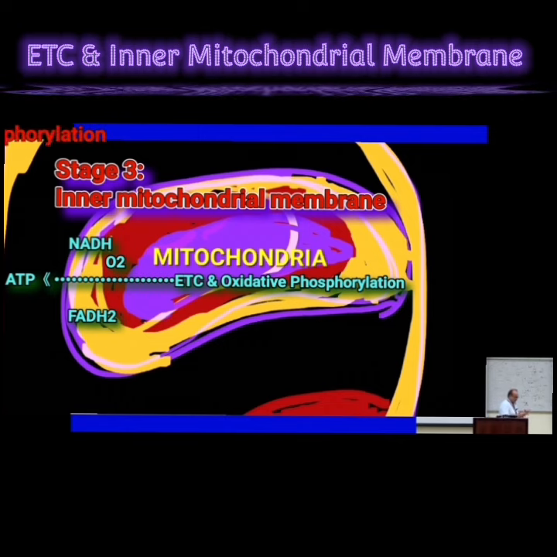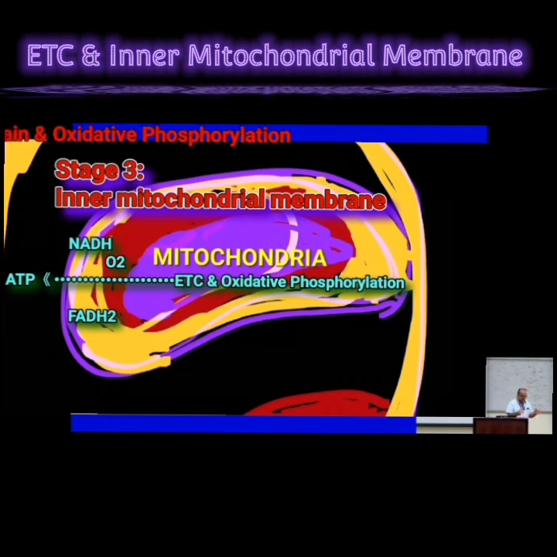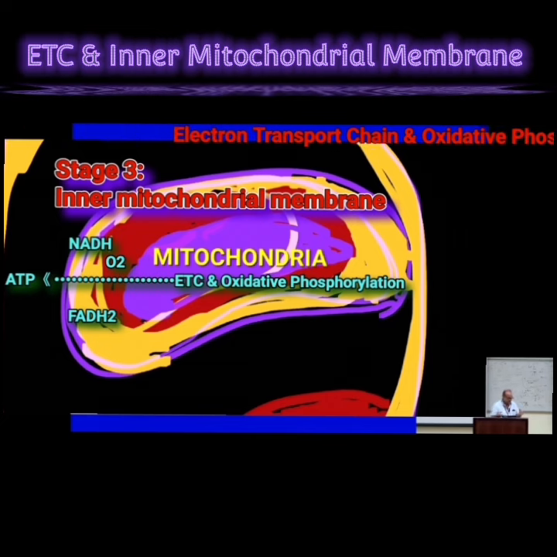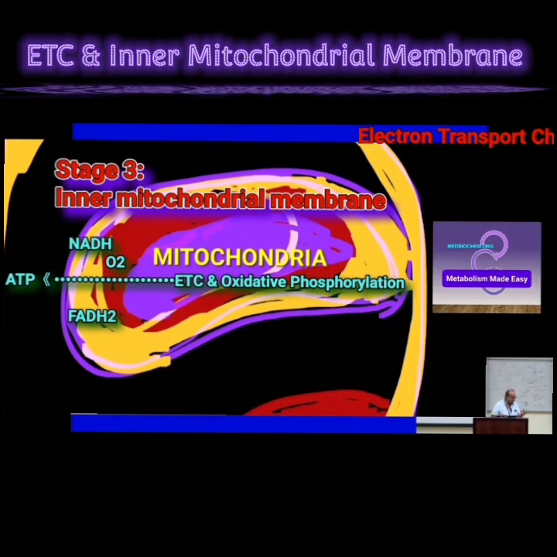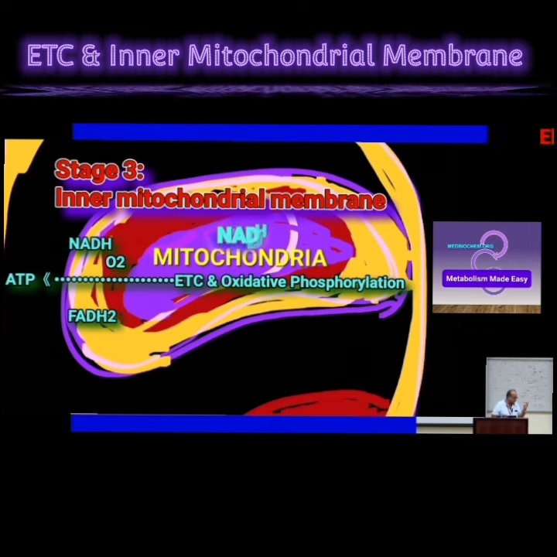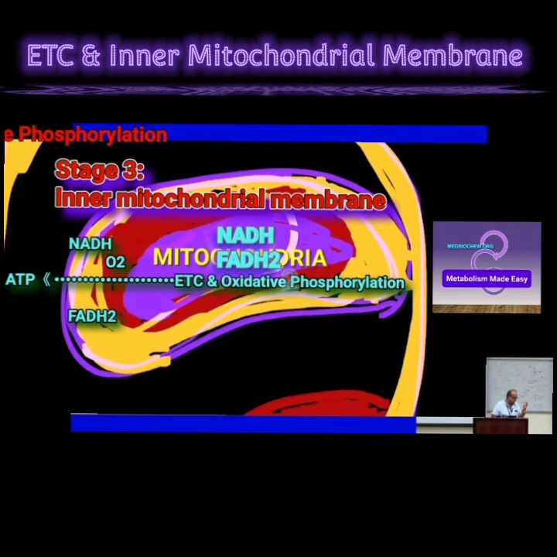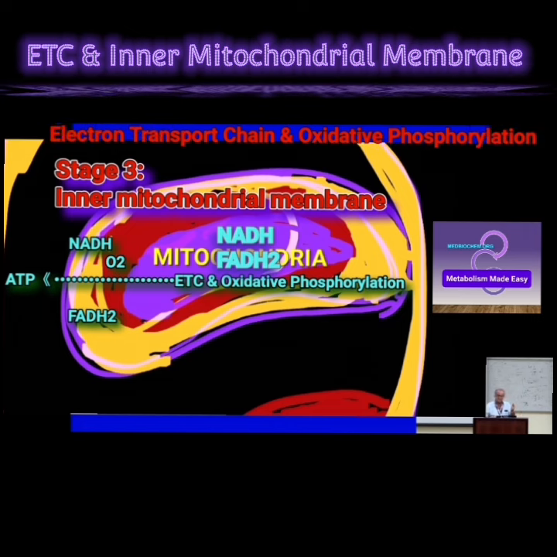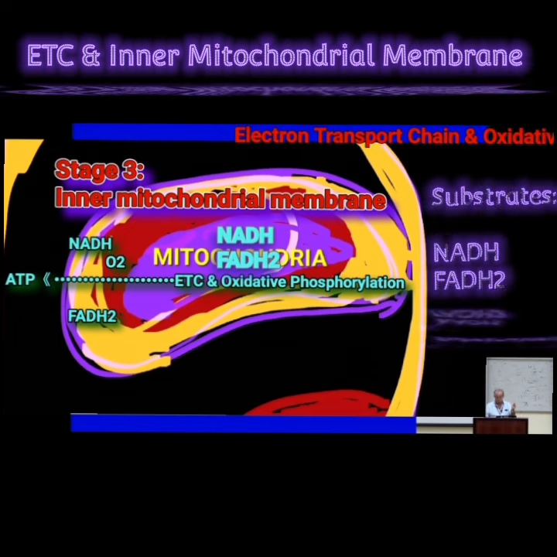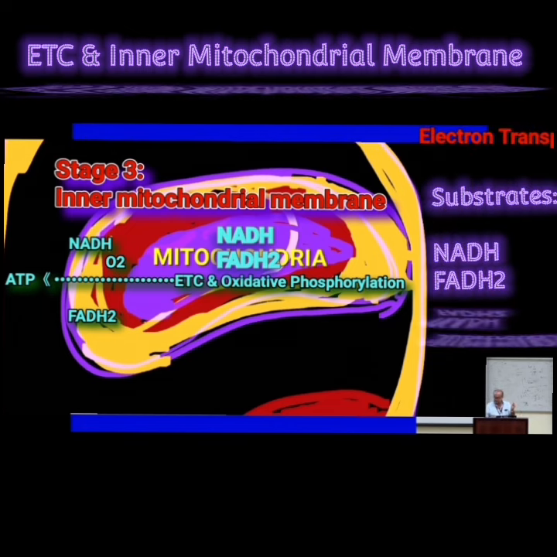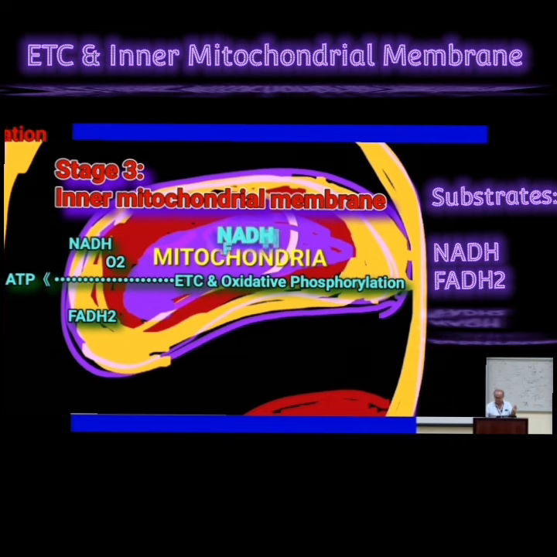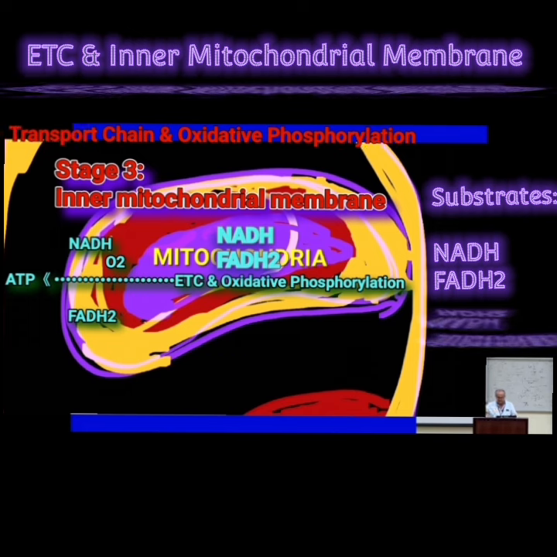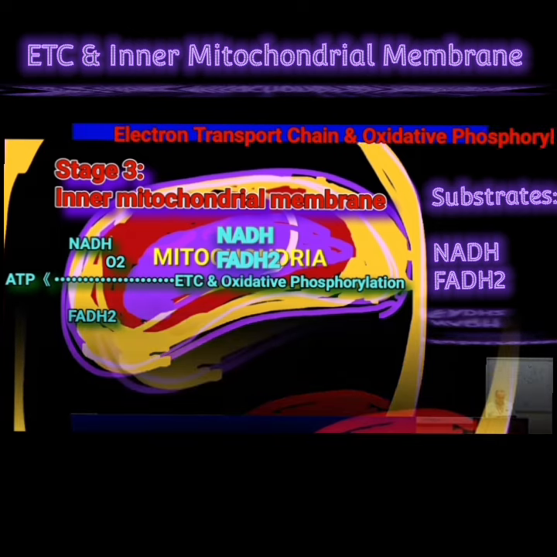So part of that, I want you to think of the electron transport chain as a process that uses two important substrates. Those substrates are NADH and FADH2. Okay? It's going to extract electrons from those substrates and eventually donate those electrons to oxygen.